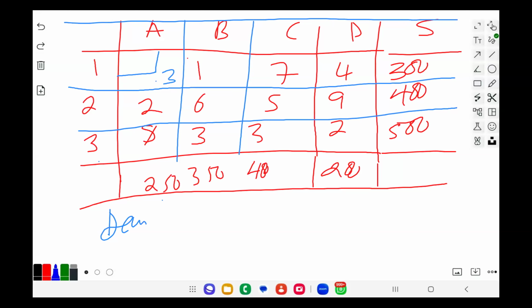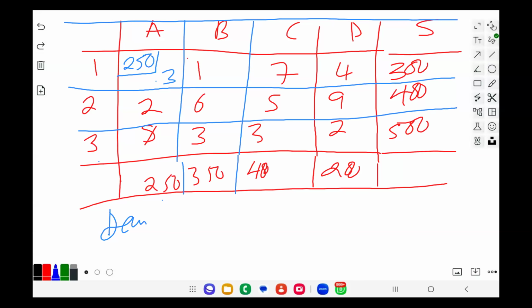Then the demand is 250. Supply is 300, right? So they meet in that cell. So you write the minimum of the two, the smallest of the two. Which one is the minimum? It is 250, right? So you're going to allocate 250. You're following?